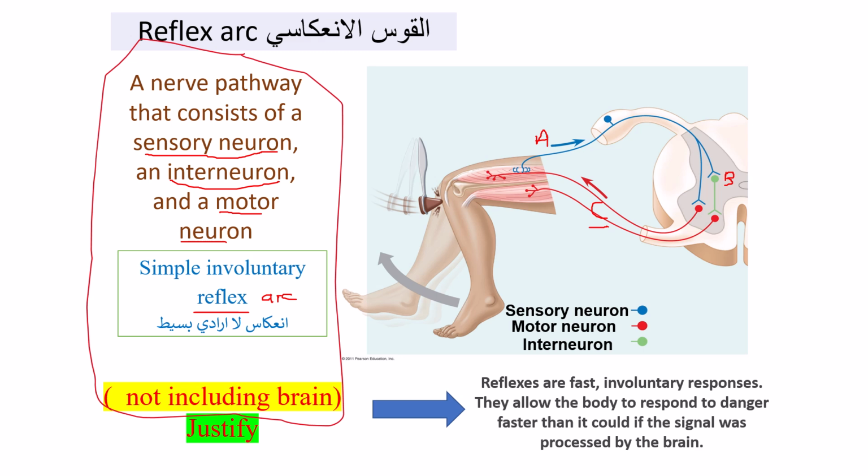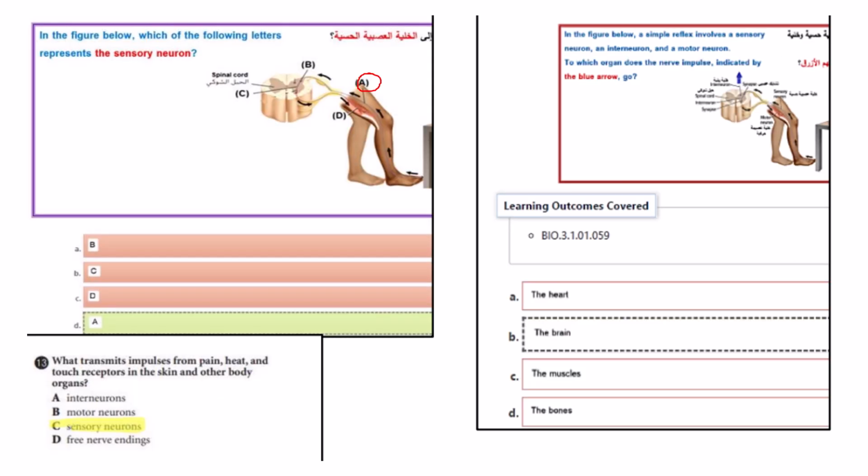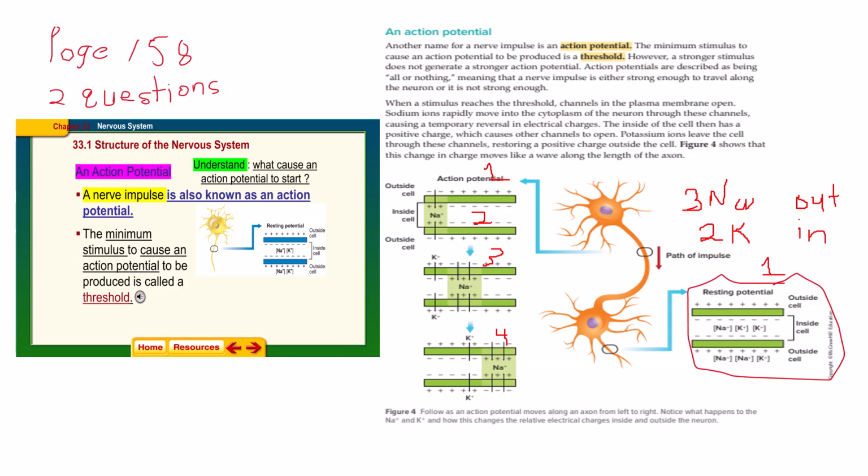It will help the body to respond to danger faster than it could if the signal was processed by the brain. These are some of the questions, like the correct path that a nerve impulse will follow in a reflex arc. You can remember it with the name SIM, like a SIM card. So SIM is sensory, inter and motor. So this is the correct way of transferring information from the receptors. Then these are other examples.